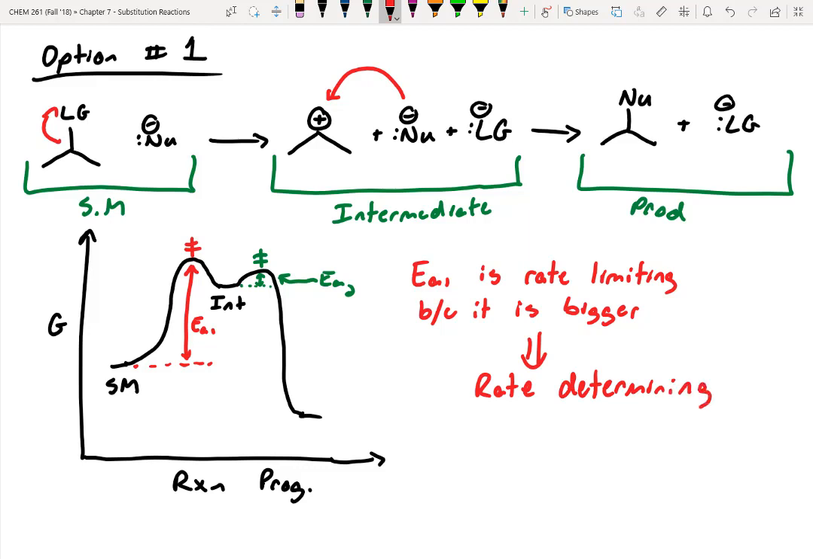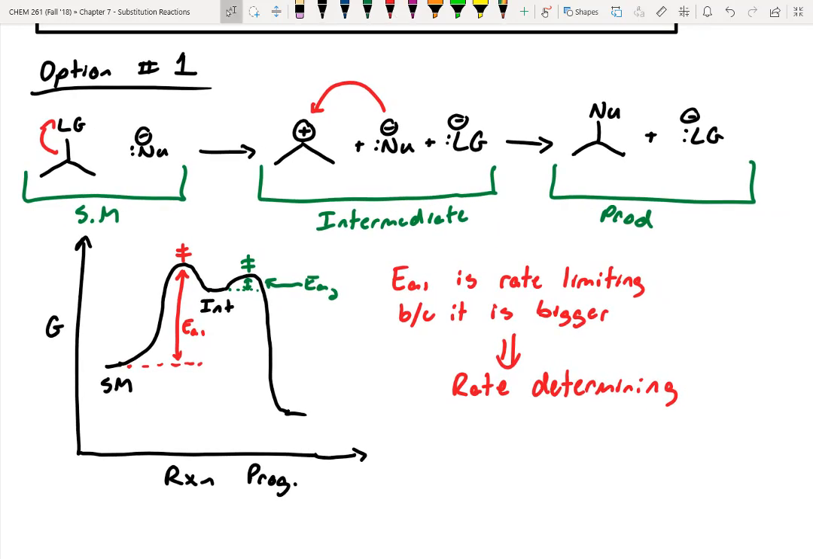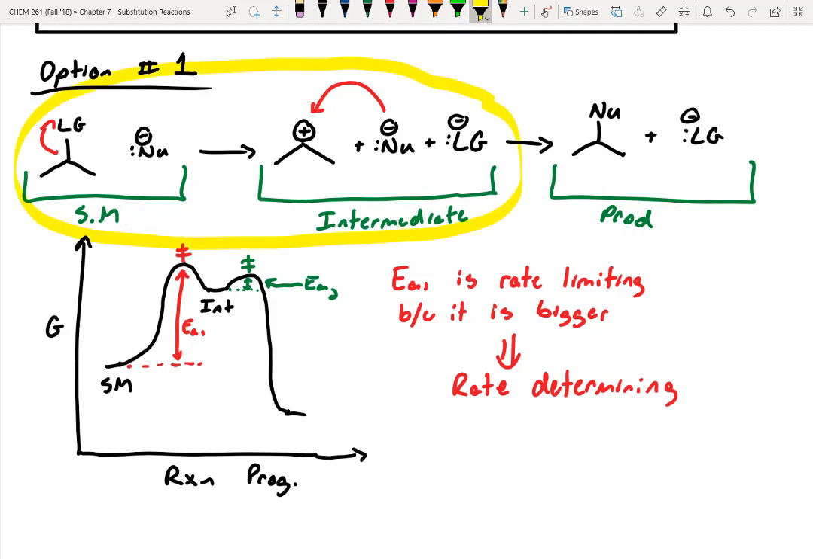All right, if you've got the bigger hump, that's the thing basically limiting the speed of your overall reaction. So let's try to abstractly come up with a rate equation for this. If we think about step one, this whole side of the equation, being rate limiting, what concentration do you think matters the most? Does the nucleophile concentration matter?